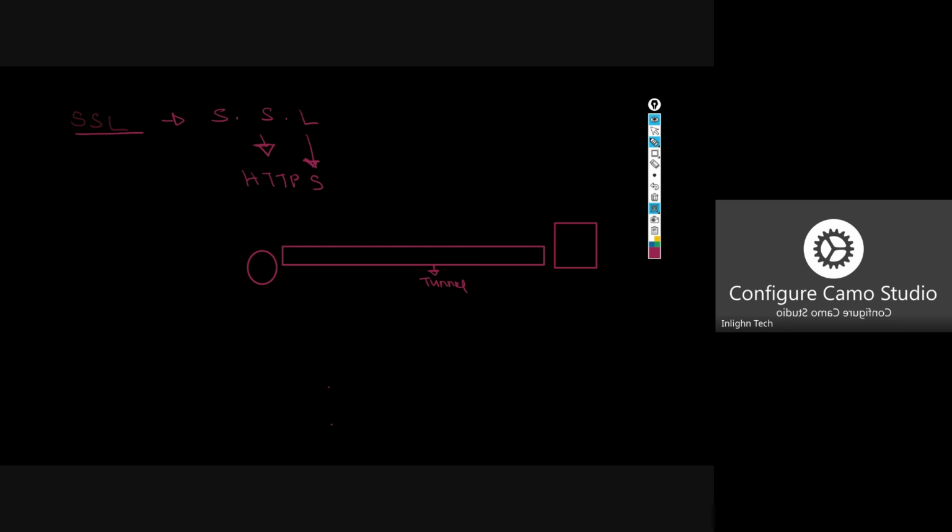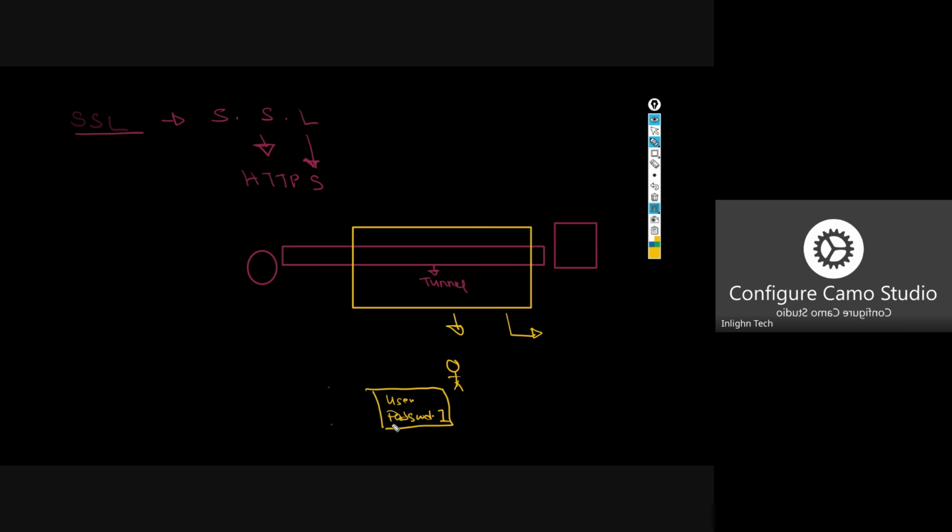So this is the secure tunnel, and let's say this is the attacker. If the attacker captures all this data, again they got the data in this case, but instead of plain text like this, our username and password, right? Instead of username and password, they will receive data like this.